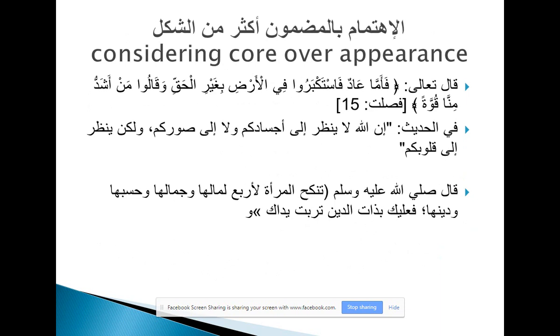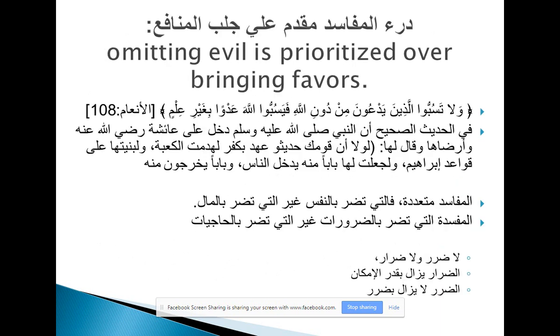Omitting evil is prioritized over bringing favors. Now, generally, evil comes in different ways. Remember this one? Right here? So with evil, we look at the deen, nafs, ird, aql, mal. Alright, let's look at it. I'm going to take it for you guys.